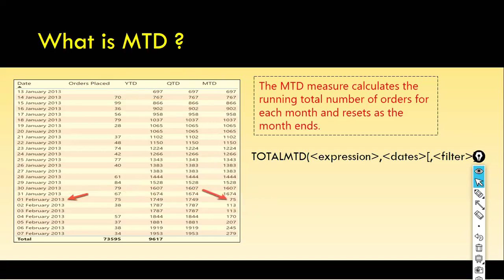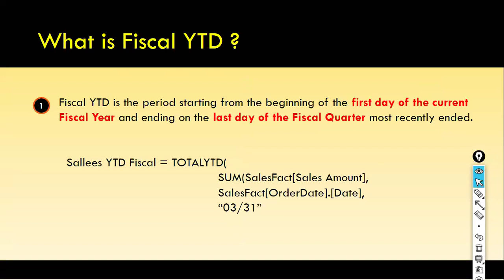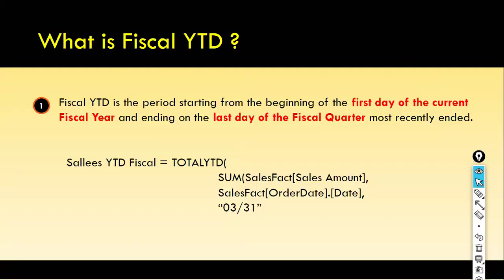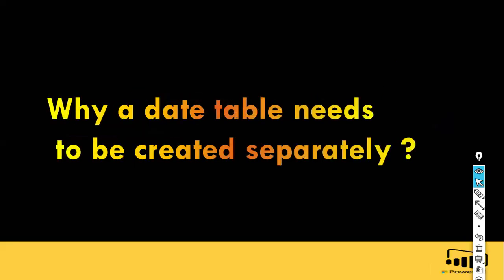It's pretty simple to remember these functions. If you want to find the month to date sales, simply use TOTALMTD, TOTALQTD, and TOTALYTD. That's all. The only thing is for the fiscal year, you need to specify the additional parameter in TOTALYTD. And apart from TOTALYTD, you have DATESMTD, DATESQTD, and DATESYTD functions available. We can use either this or that.